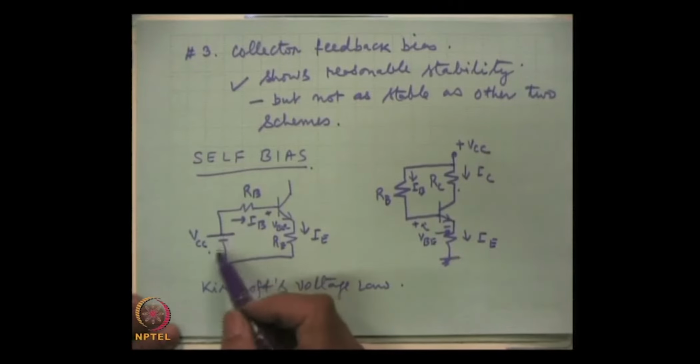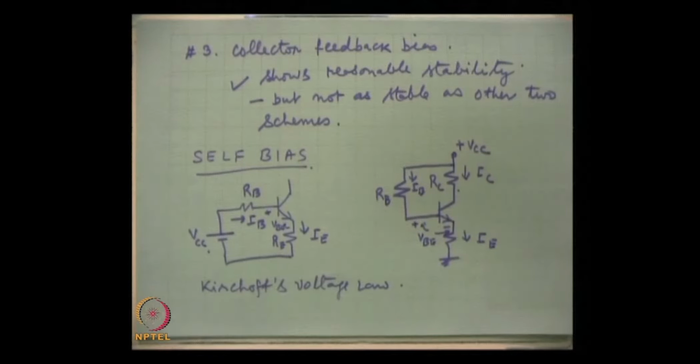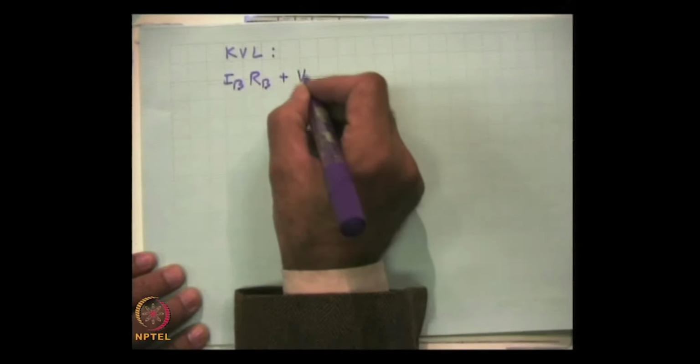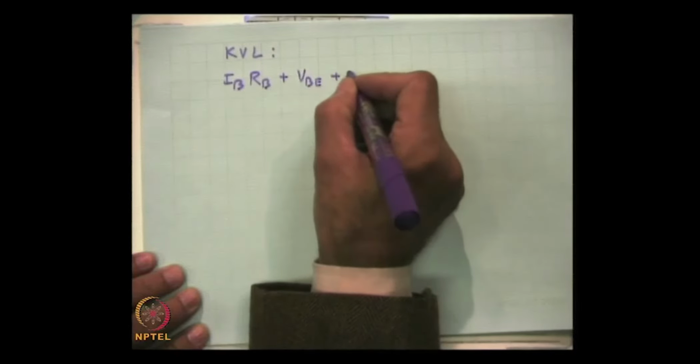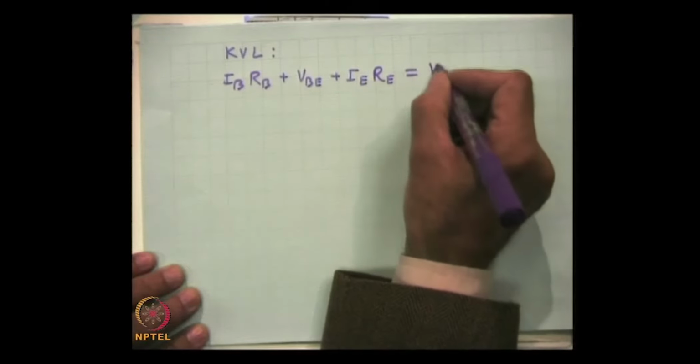So, we can write that VCC will be equal to the voltage drop here, this voltage drop, and this current will have a voltage drop here. So, Kirchhoff's voltage law, KVL applied to the input loop, gives IB RB plus VBE plus IE RE equal to VCC.